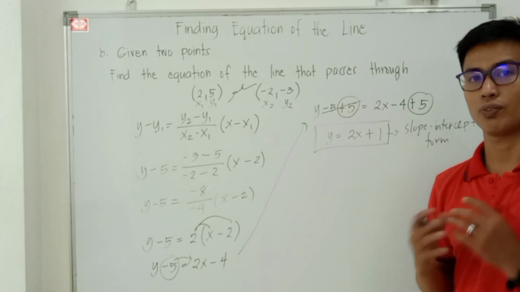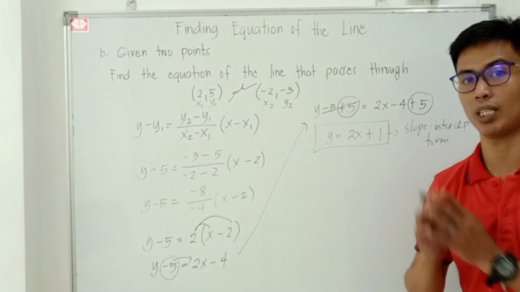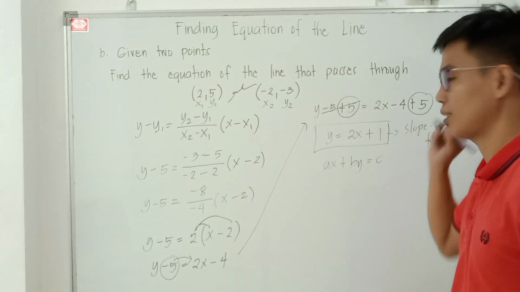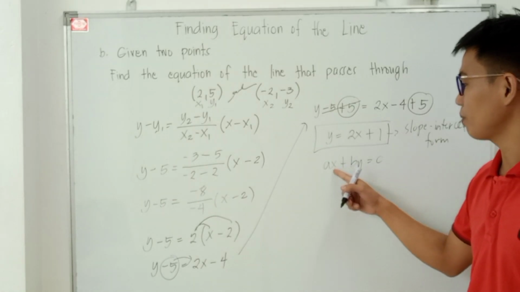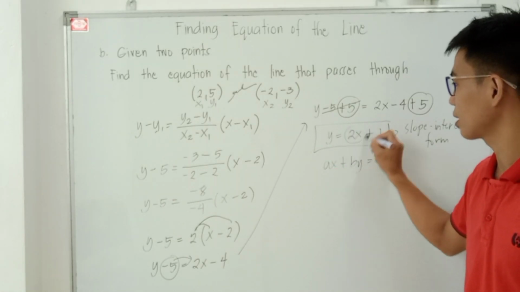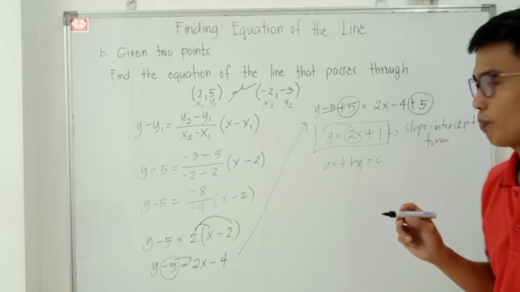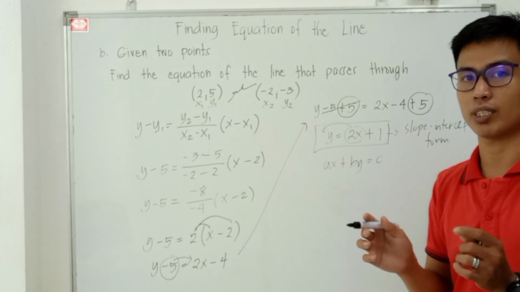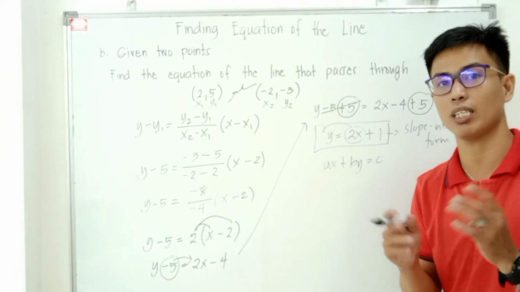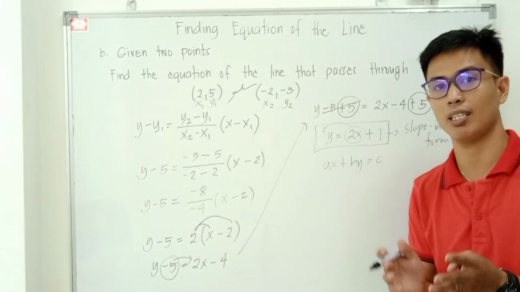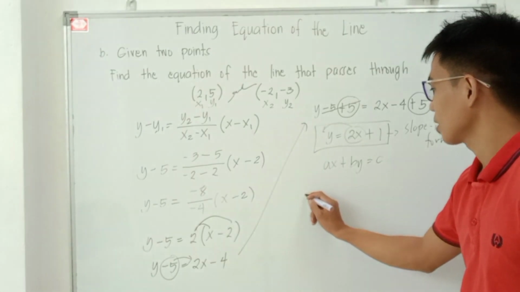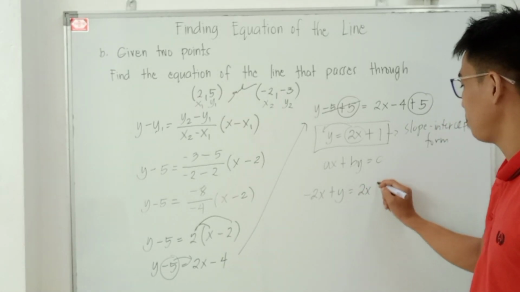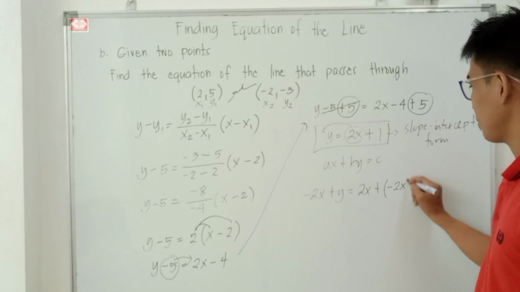And then, we're going to determine or find the standard form of the equation. So, ax plus by equals c. So, following the standard form of the equation, kailangan malipat natin yung 2x dito sa kabilang side. So, paano natin gagawin yan? Again, using the additive inverse, mag-a-add tayo ng additive inverse ng 2 dun sa magkabilang side. And the additive inverse of 2x is negative 2x. So, it will become negative 2x plus y equals 2x plus negative 2x plus 1.